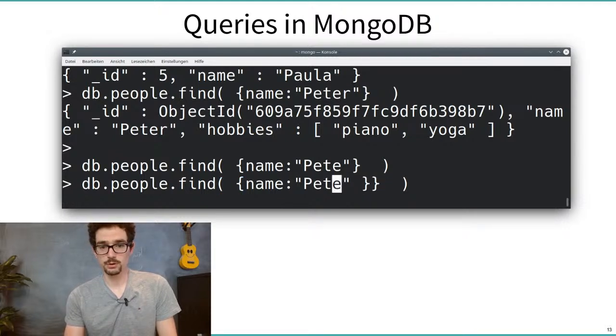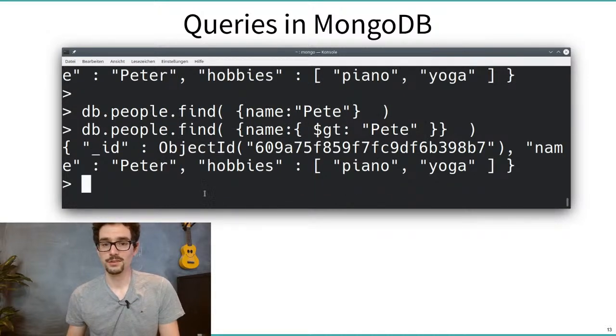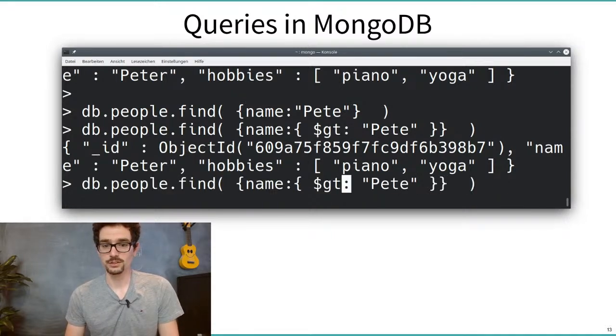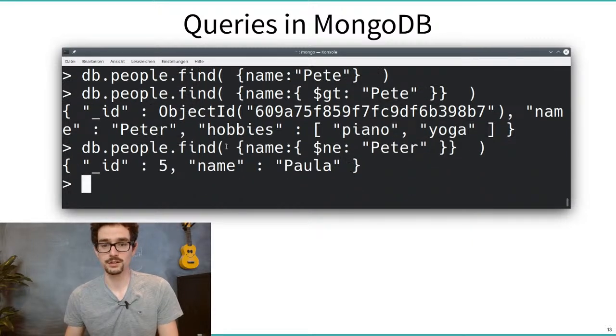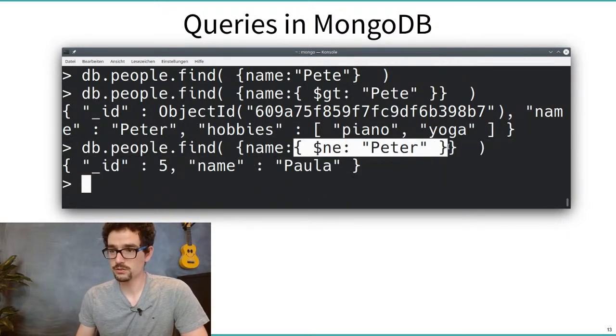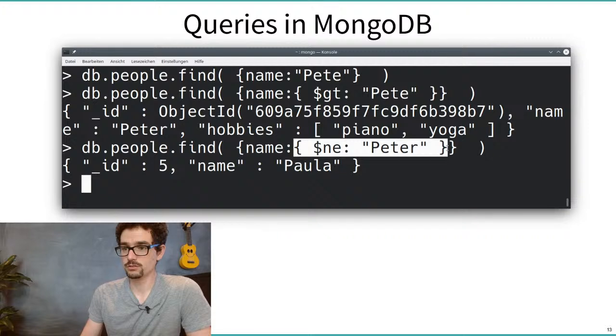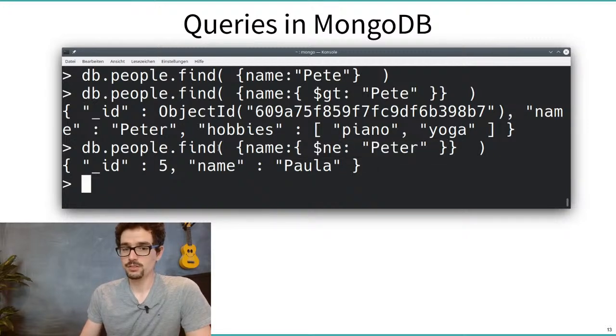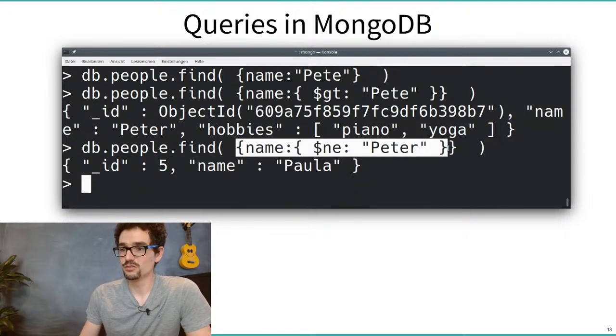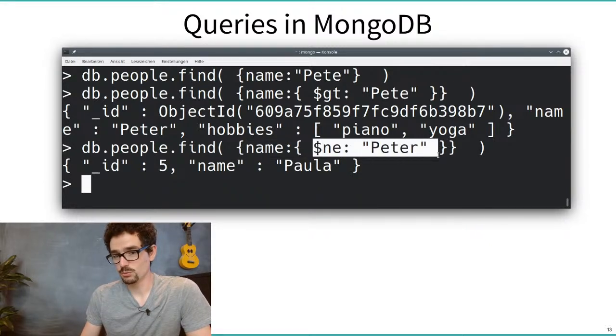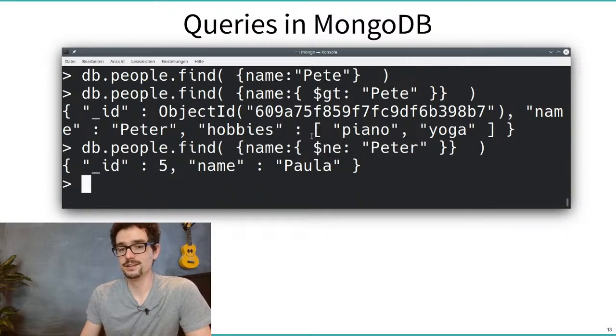But it's also possible to give patterns here. For example, greater than Pete or something. Then you must use some operators, or not equal. Give me all people who are not called Peter. Then we find Paula. Yeah. So it supports complex queries like in SQL, but everything has to be provided in JSON format. And that's why queries look a bit ugly.